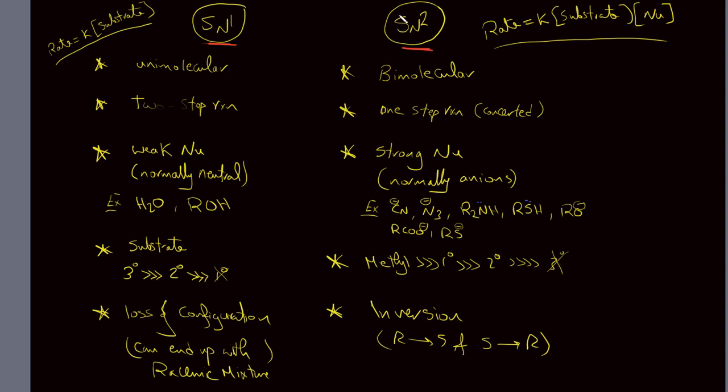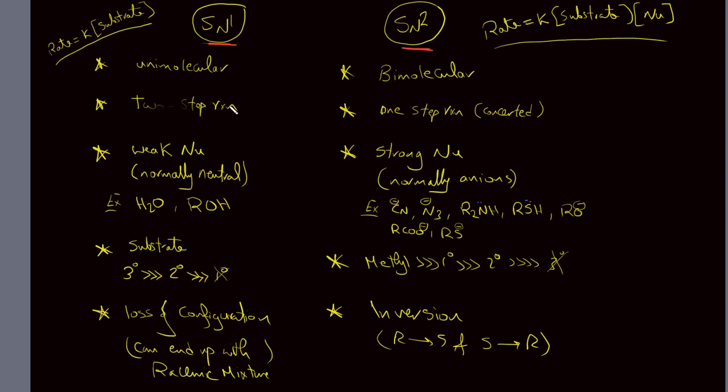In comparison to SN2, which is a bimolecular reaction, that's because your rate relies on both the substrate and the nucleophile. So any change in either of these two concentrations, then you will have a change in the rate. So if you double the substrate concentration, the rate doubles. If you double the nucleophile concentration, the rate doubles, and the other way around too.